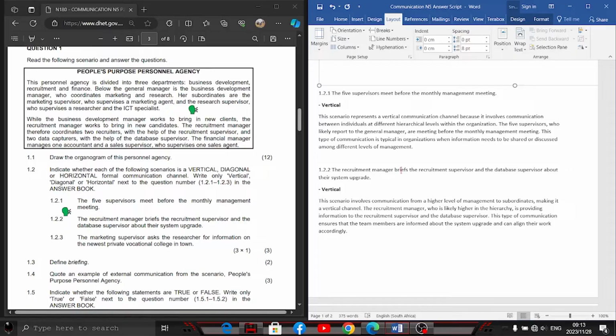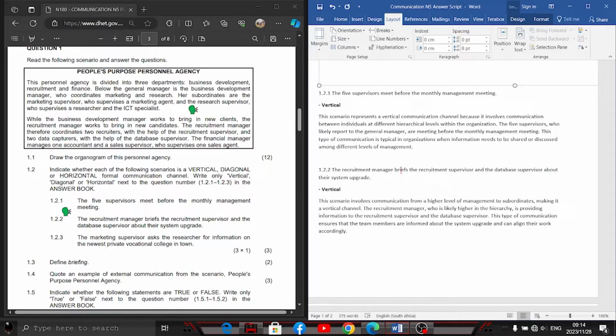So basically this scenario is a vertical communication channel, right? And it represents a vertical communication channel because it involves communication between individuals at different hierarchical levels within the organization, right? So the 5 supervisors who likely report to the general manager are meeting before the monthly management meeting. This type of communication is typical in organizations when information needs to be shared or discussed among different levels of management, right? We all need to make sure that we have our stories right before we go in to see the big boss, right? So that is basically what is happening right there.